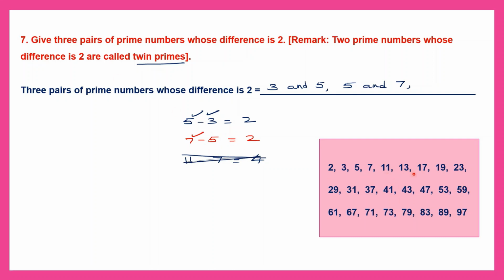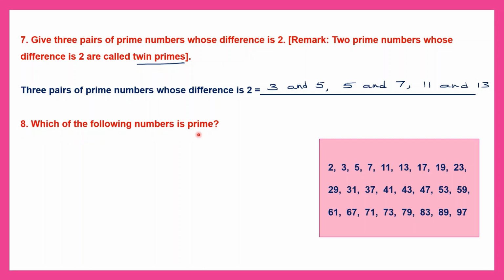So now let's go on to 11 and 13. Okay, let's try that. 13 minus 11 is 2. So these are also twin primes. 11 and 13 are also twin primes. Now there are some more twin primes here. 17 and 19. 19 minus 17 is 2. So these two are twin primes. 29 and 31. 31 minus 29 is 2. They are also twin primes. 41 and 43. When you subtract, you get 2. So they are also twin primes. So that way you have a few more twin primes. We have been asked to write only 3 pairs. So we have 3 pairs here.